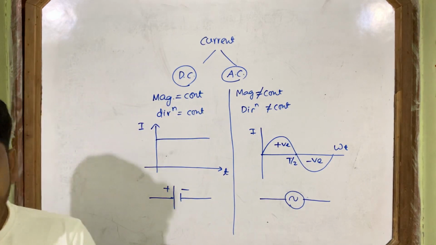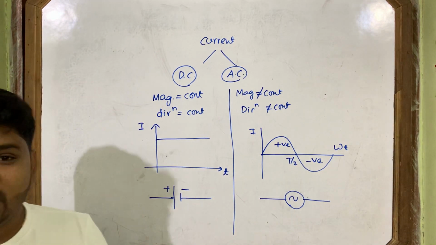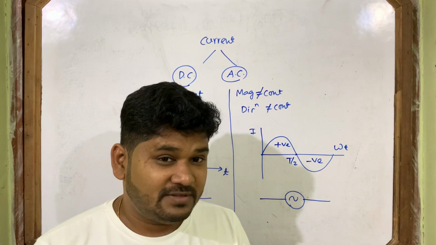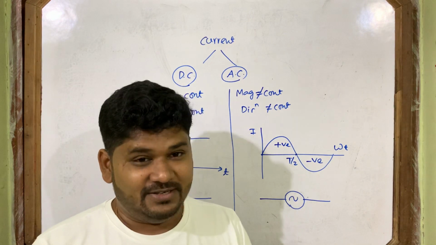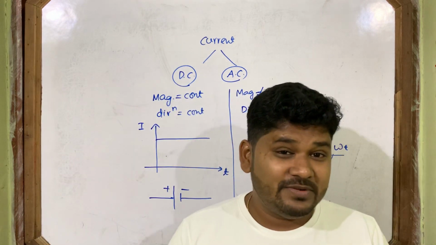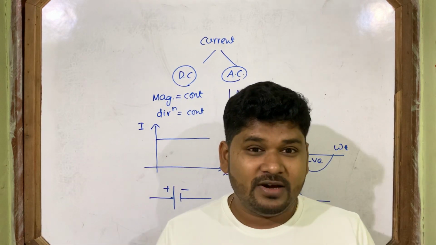But where do we get alternating current? Where do you get alternating current? Is it available outside? No. Alternating current, where are you using it? You are using one current at home.